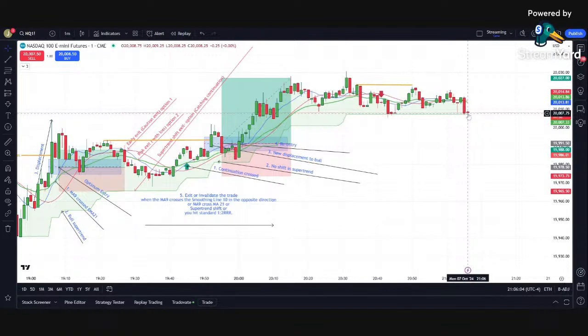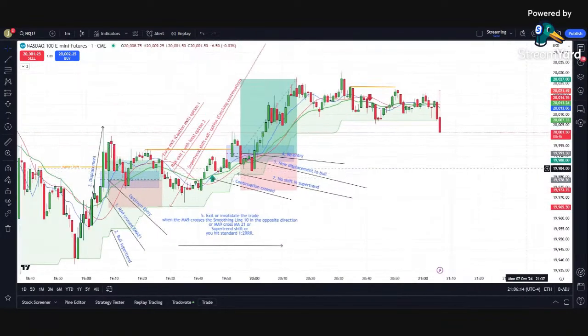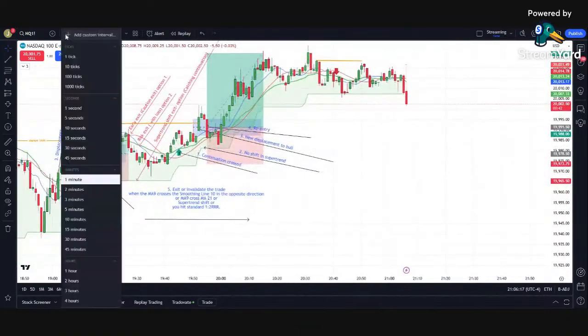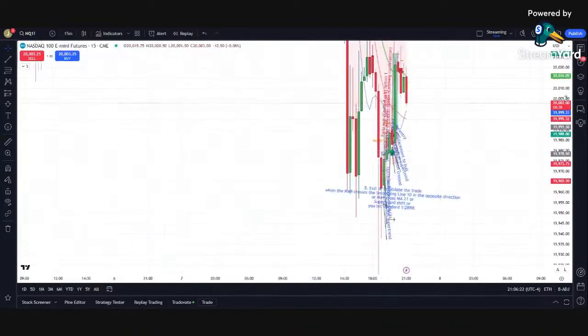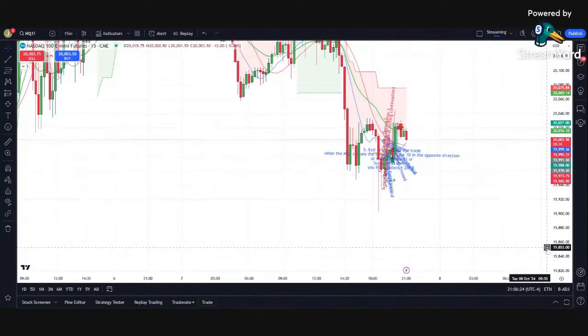If this candle closes here, we have a shift. If it closes here, this is a confirmed shift. And then this is a displacement candle. Look at that. So that's before I go to sleep. I wanted to explain this to you.